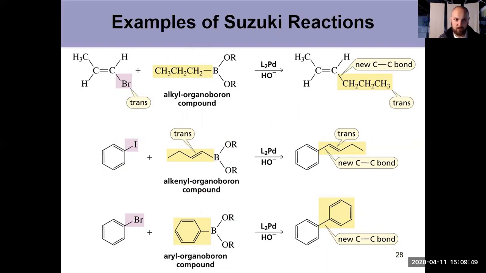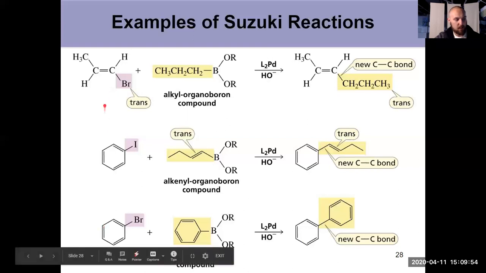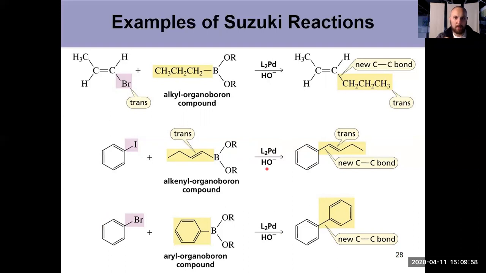Incredibly simple to remember, right? It just has to be a vinylic or an aryl halide to start, plus an organoboron, palladium catalyst, basic solution, new bond, bam, done. Keeping in mind that stereochemistry is retained. This was trans, so it stays trans. How? We'll look at the mechanisms next.